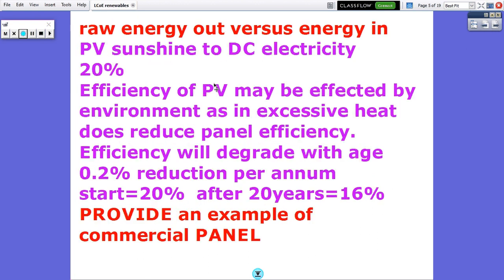Similarly for PV, we're talking about the efficiency of taking the electromagnetic radiation from the sun and converting it into DC electricity. So for monocrystalline panels, we're looking at 20% efficiency. The one thing with PV panels is they do degrade. If you look at the figures, you can work out that approximately 0.2% reduction in efficiency per annum. So after 20 years, if you start off with efficiency of 20%, the efficiency of the panel after 20 years will go down to 16%.